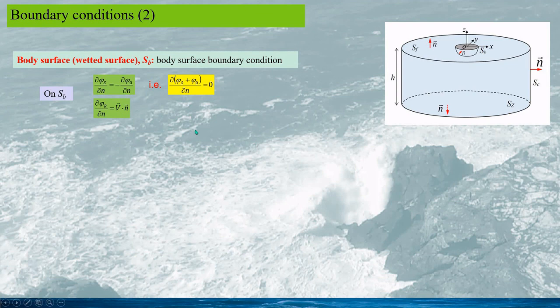For the radiated wave, the body boundary condition is given by this. Here, V is the velocity of the structure motion. This body boundary condition means, due to the motion of the structure, the fluid has the same normal velocity as on the body surface.